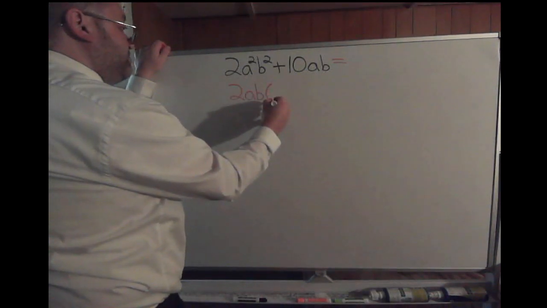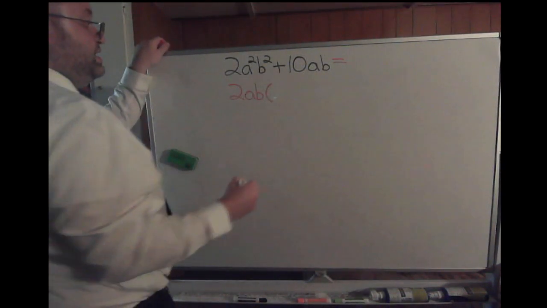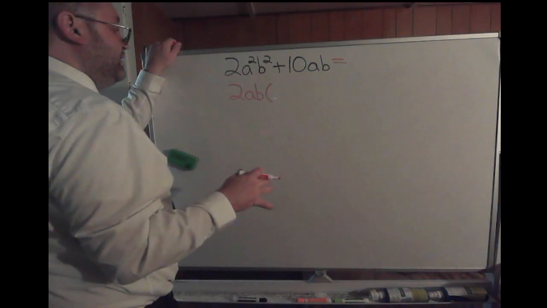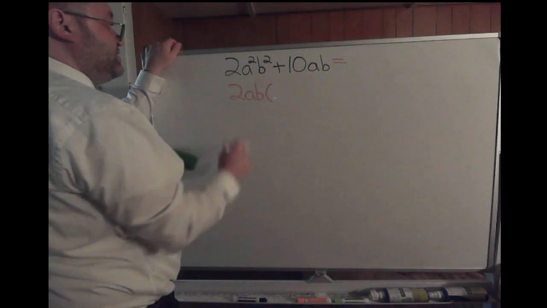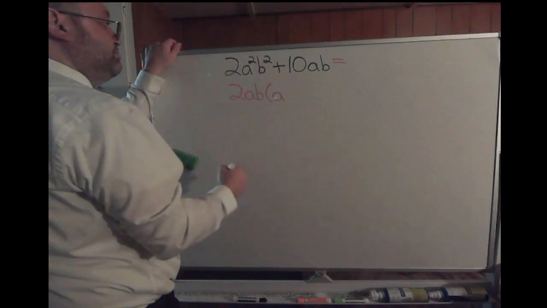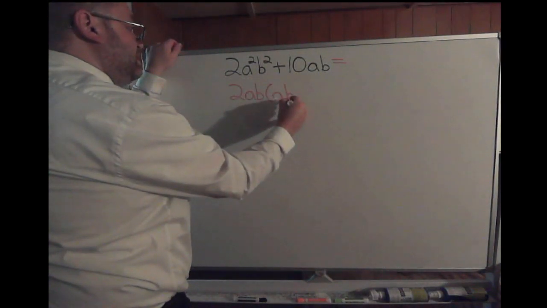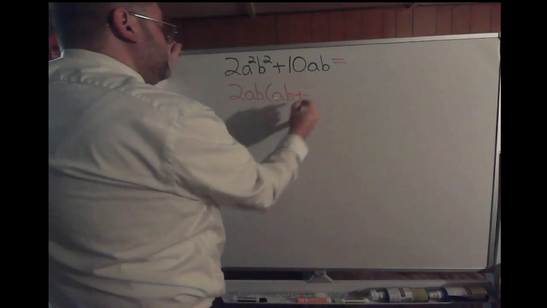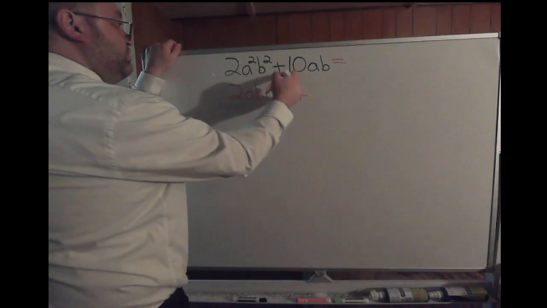Now we need to deal with our parentheses. 2 times what equals 2? 1, so we don't even got to write it. A times what equals a squared? That'd be a. B times what equals b squared? That'd be b. Alright, so we've dealt with the first term.